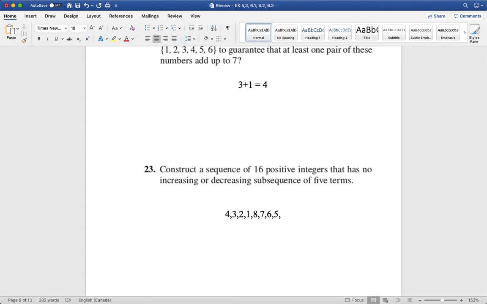I can put any number, like 12 11 10 9, and then I cannot put 8, I can put maybe 16, and then 15 14 13, right? So that is 16, 1 2 3 4 5 6 7 8 9 10 11 12 13 14 15 16. Yeah, all right, so that is a sequence.